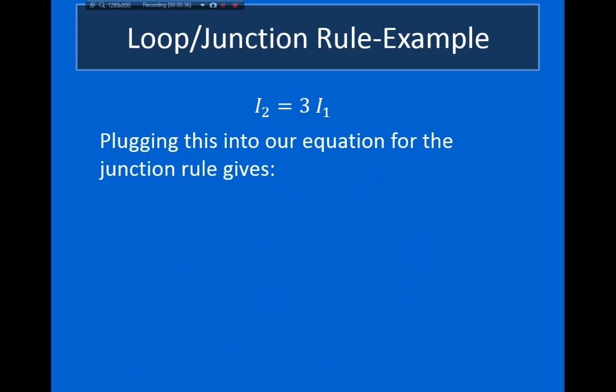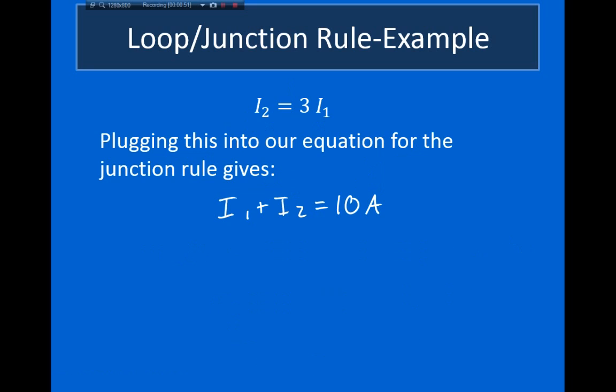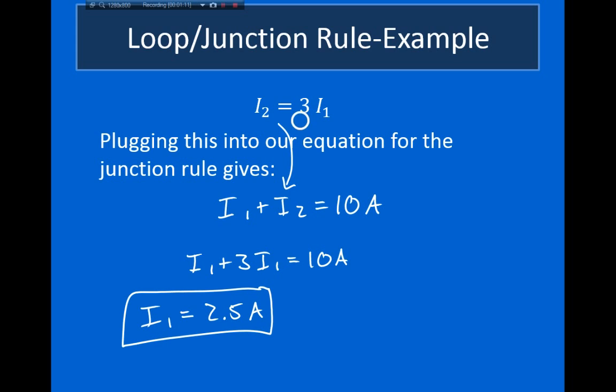So now if I combine this equation that I got with the loop rule with one of the equations that we get from the junction rule, for example, we have that I1 plus I2 has to equal 10 amps. That was the equation we got from the junction rule over here on the left. I can combine these two equations, so I can plug I2 into here, so we see that I1 plus 3I1 is equal to 10 amps. So 4I1 is equal to 10 amps, so I1 is equal to 2.5 amps. And since I2 is equal to 3 times I1, I2 is going to be equal to 7.5 amps.